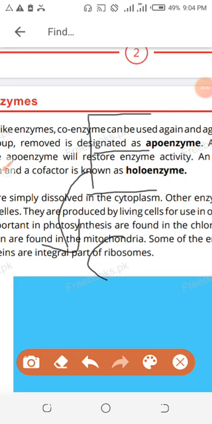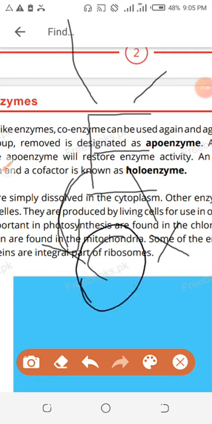When you remove the cofactor from that enzyme which cannot work without a cofactor, I will not remove it from the enzyme which can work without one, because there is no cofactor in that enzyme. The enzyme which works without a cofactor is neither apoenzyme nor holoenzyme. The enzyme which works with the help of a cofactor will be divided into two types, apoenzyme and holoenzyme. You remove the cofactor. Will this enzyme be able to work? No, because it needs help. Cofactor removed, apoenzyme.